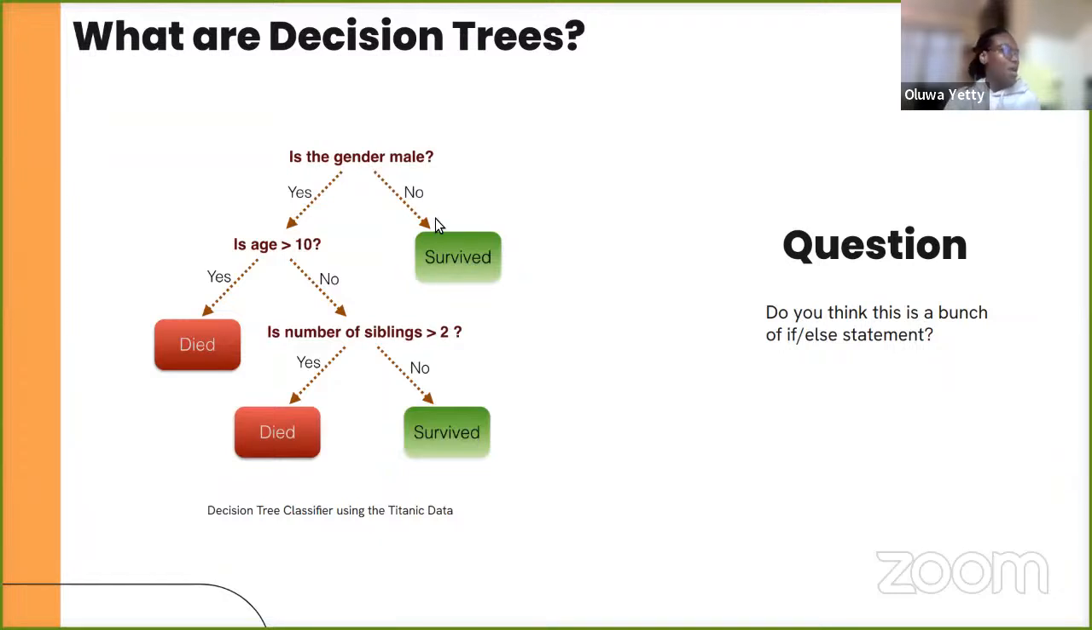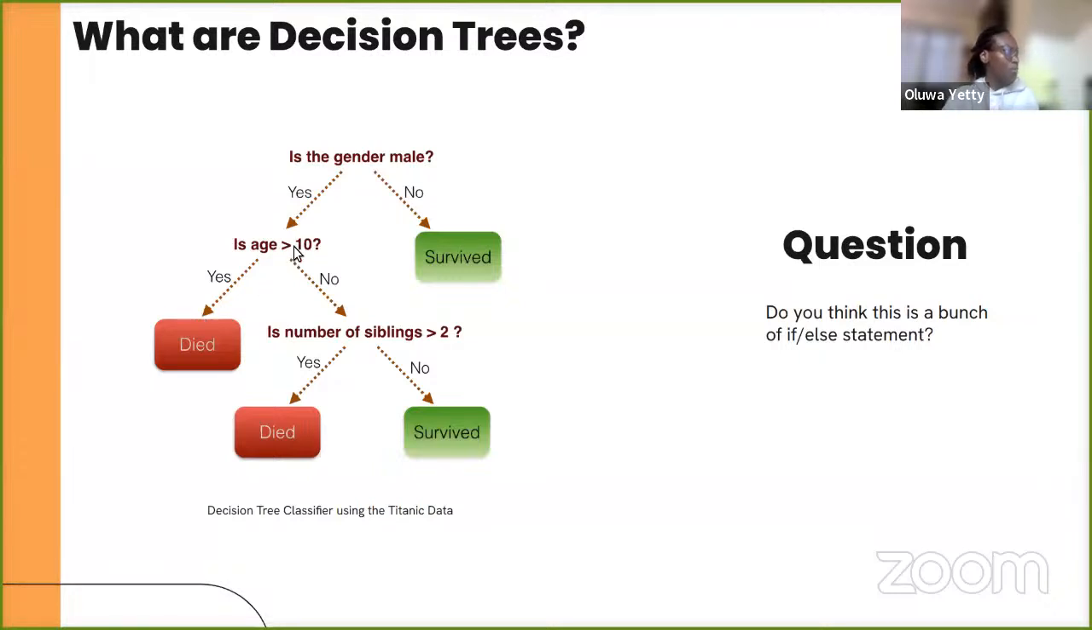So they survived. But let's say for this particular row the person is male, so it then goes down that optimal path. Oh, the person is actually male. So yes, they are male. So the next condition I have to check is their age. What's the age of this person? Is the age greater than 10? If the answer is yes, oh, that means they died. So that's my prediction. The prediction is that they died, they didn't survive.